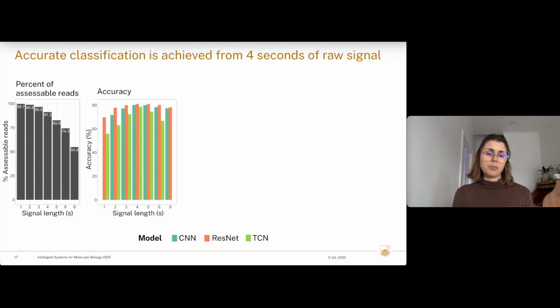So from the perspective of accuracy, for all three architectures, the accuracy is best at signal lengths of 4 or 5 seconds. So given the plot on the left, we think that the best trade-off is to select an input signal length of 4, so that we get a high accuracy as well as a high number of accessible reads.